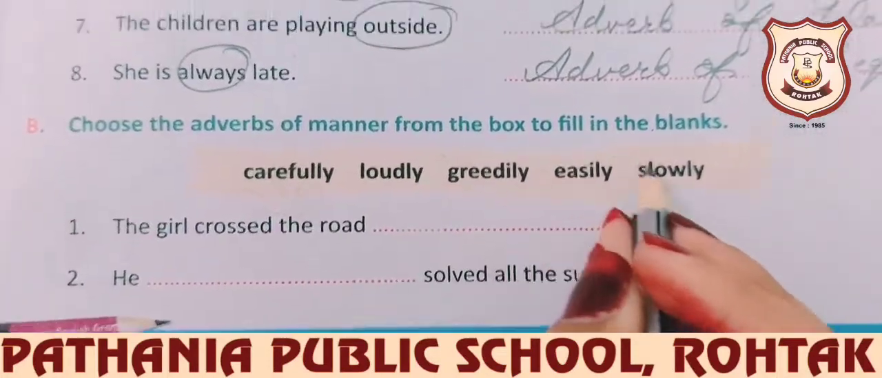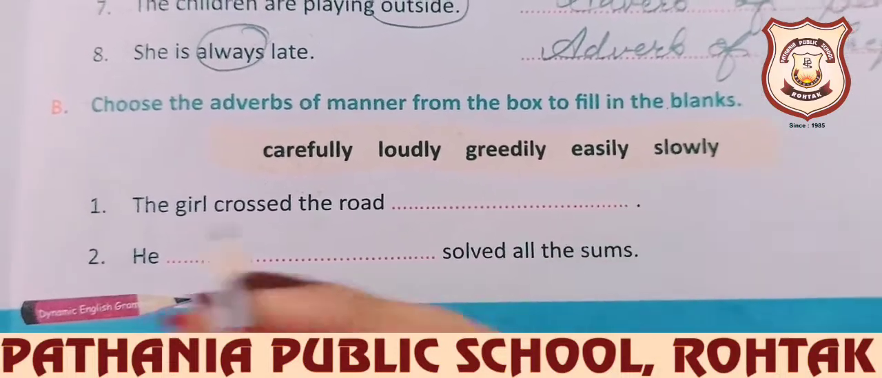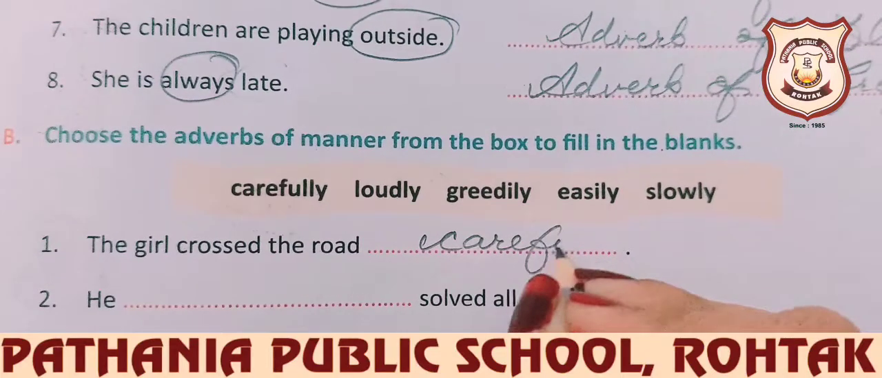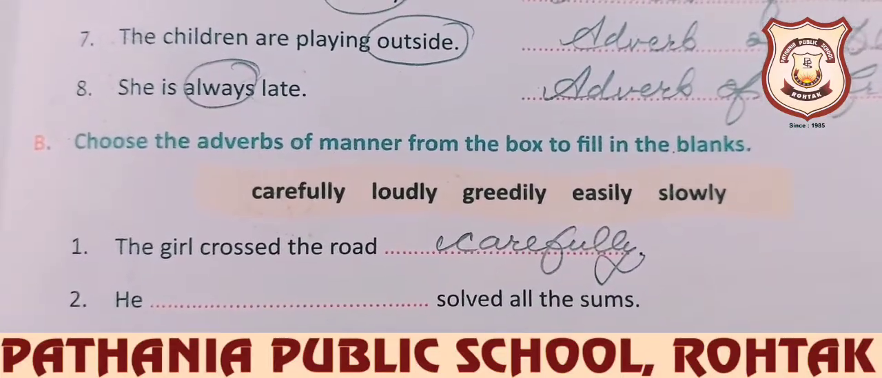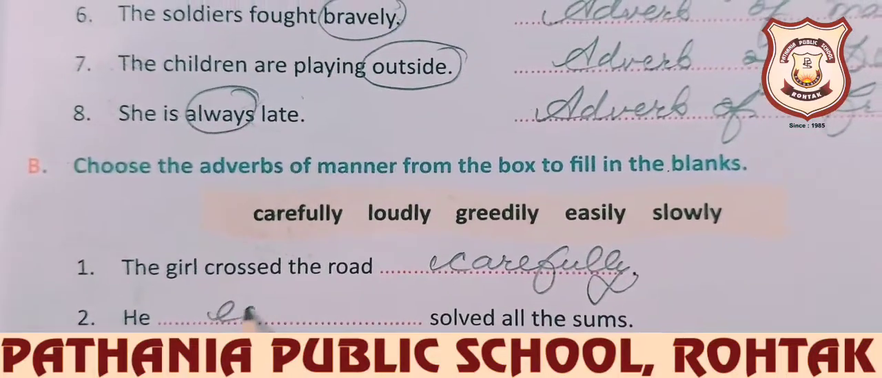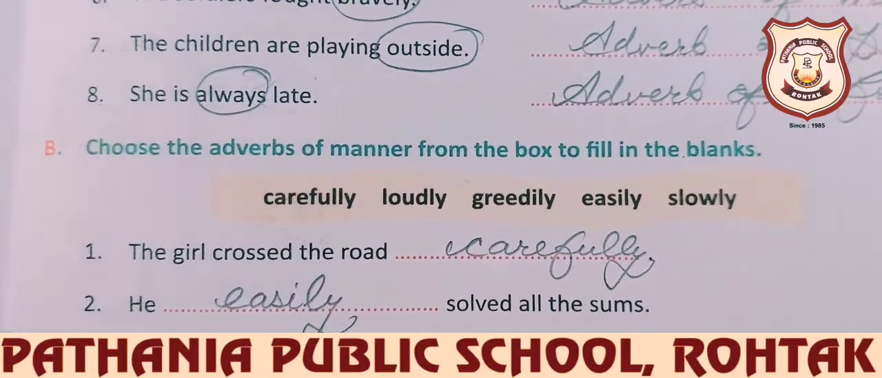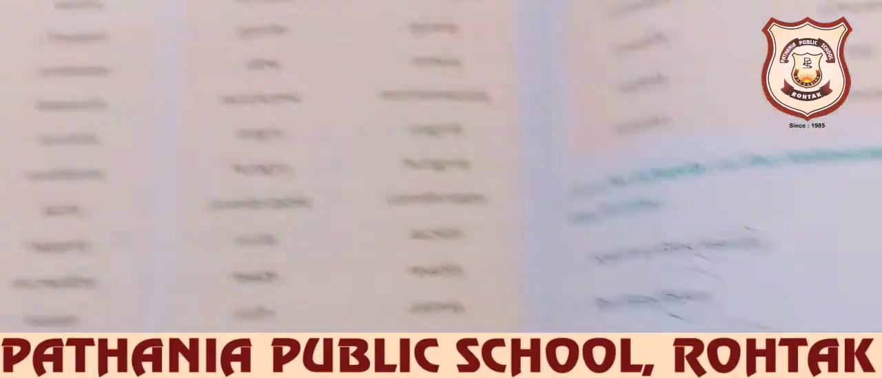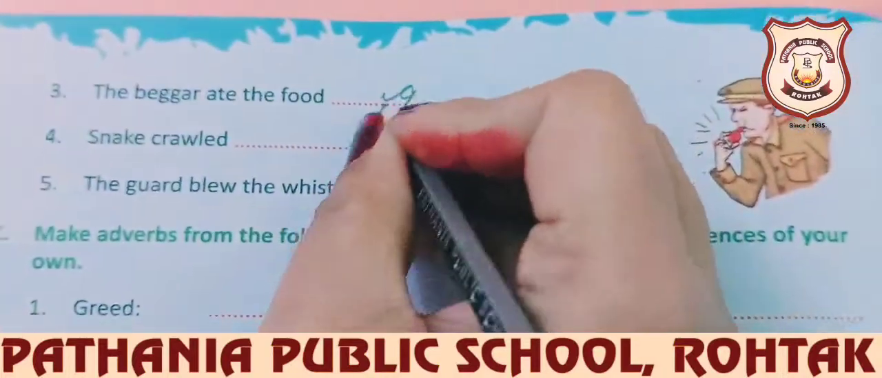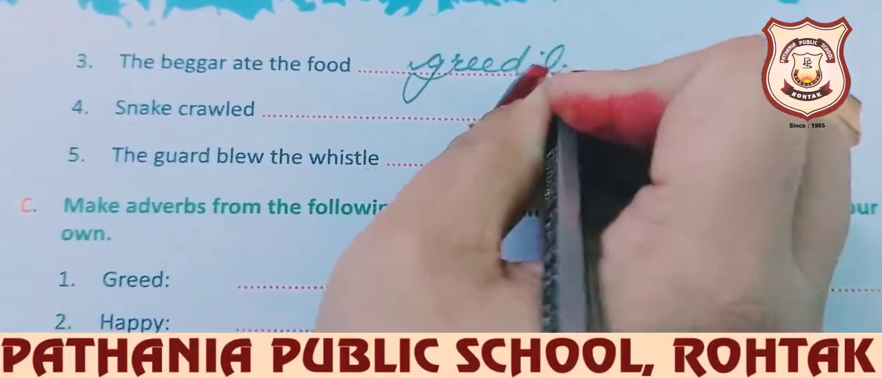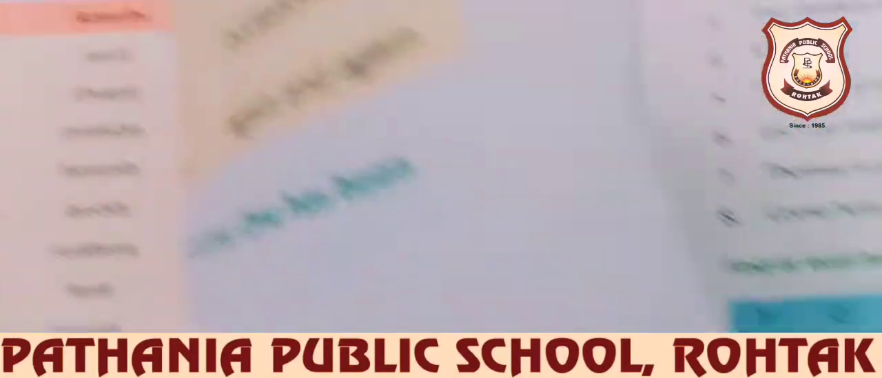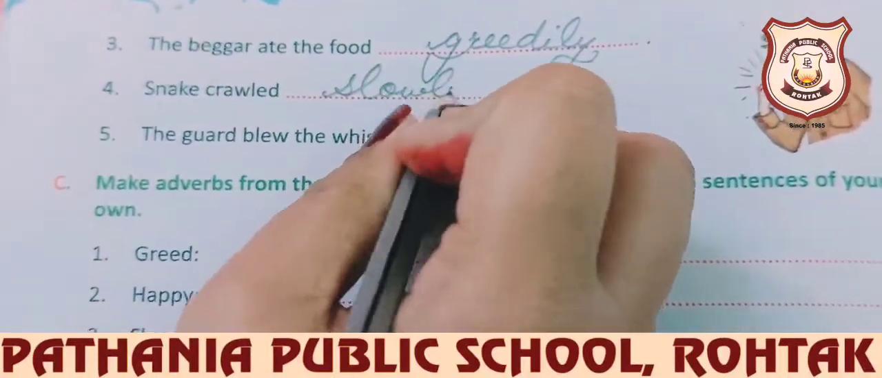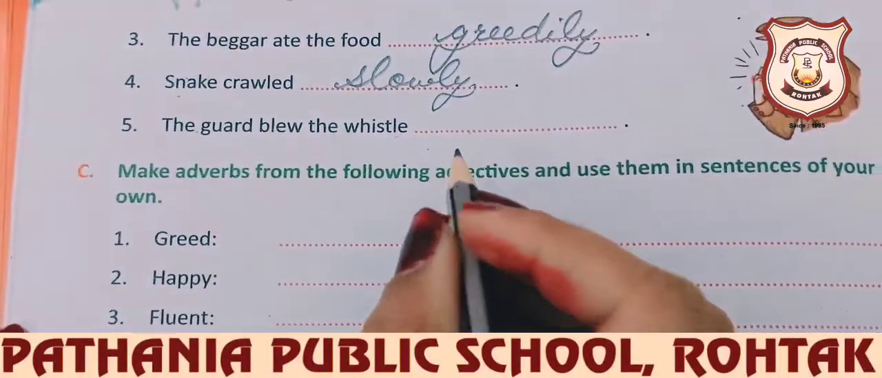Choose the adverbs of manner from the box to fill in the blanks. The girl crossed the road carefully. He solved all the sums easily. Third, the beggar ate the food greedily. Greedily. The snake crawled slowly. The guard blew the whistle loudly.